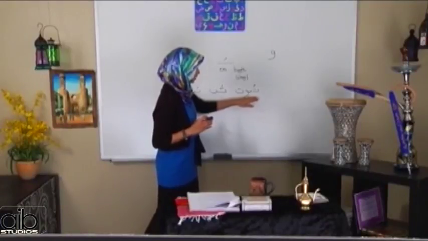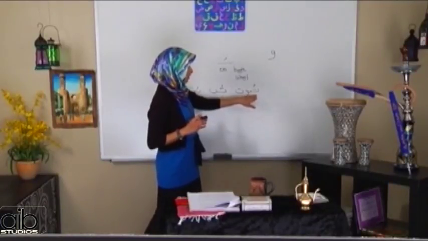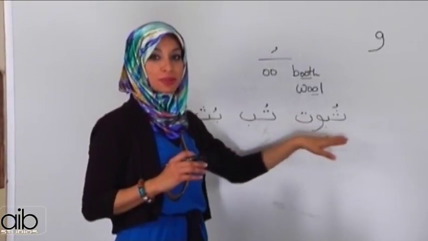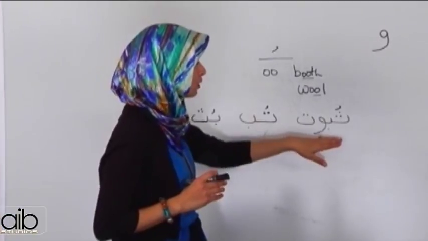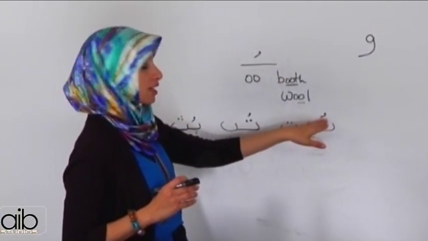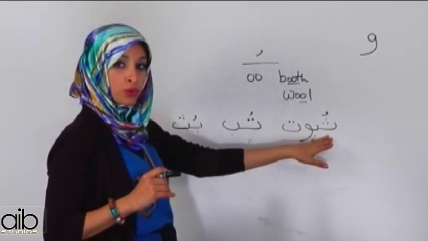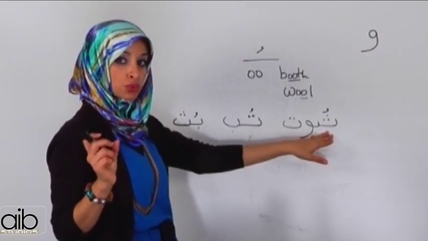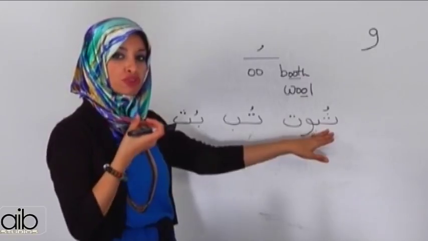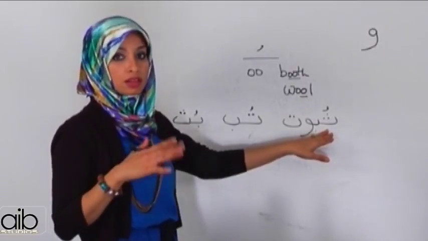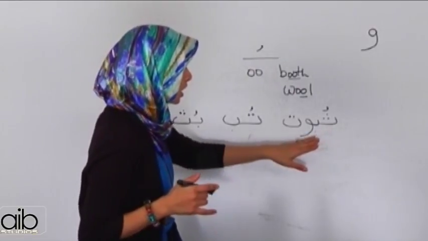So here we have the first word. We have the letter tha, ba, waw, and ta. And again, you should be able to recognize all these letters by now. Here, the tha has a Damma on top, so it's going to be pronounced as thu. So literally just a very short oo, thu. And you want to round your mouth when you're making the sound of Damma. If you just do that, you would be able to get it correctly.